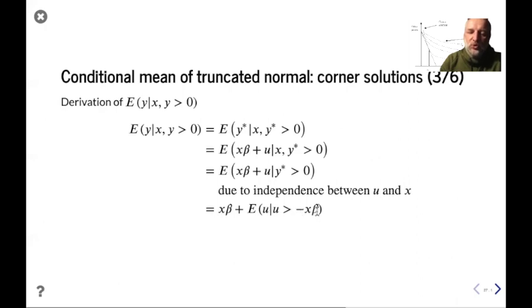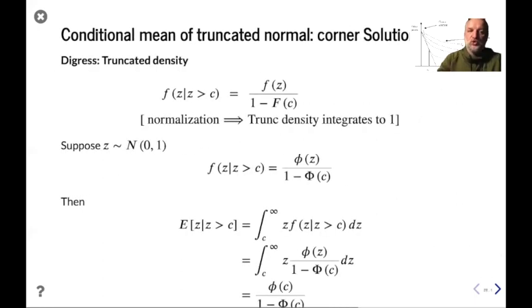So you are essentially left with this expression here, which is the conditional mean of a normally distributed variable, conditional on that normally distributed variable being greater than some known threshold, x beta. So this is the conditional mean of a truncated normally distributed variable, and we have formulas to calculate this. Here it's a little bit of a digression, but I think it's instructive to see where this comes from, so I'm not just throwing it at you.